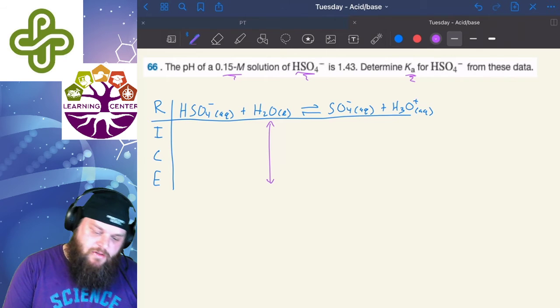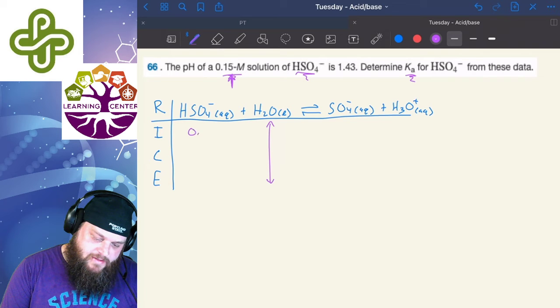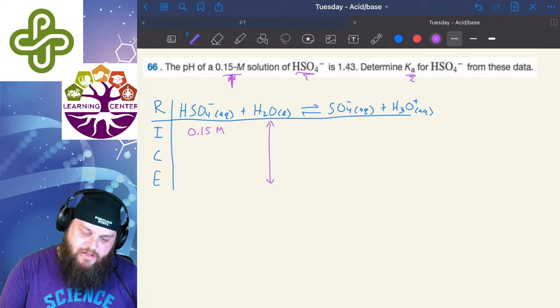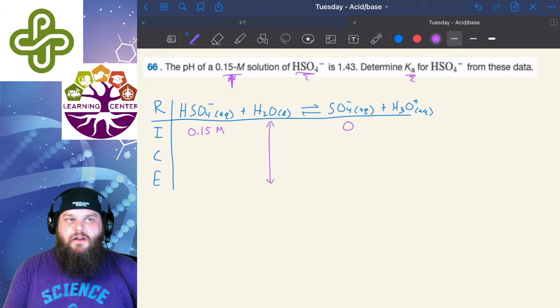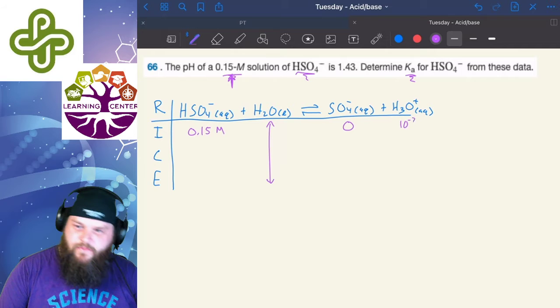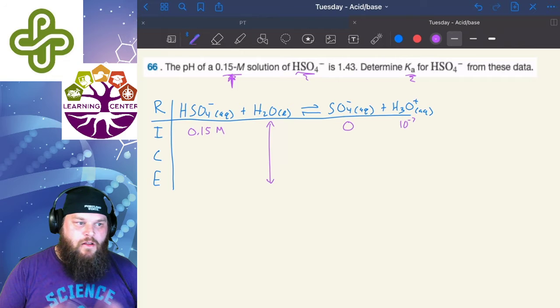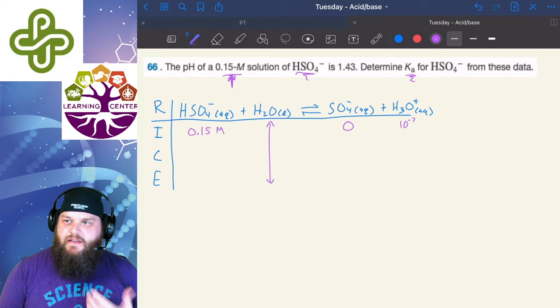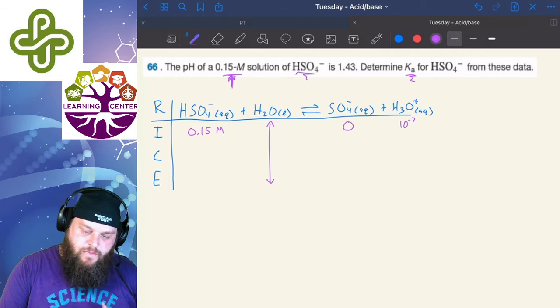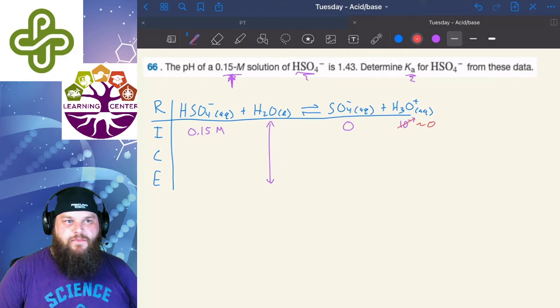So we kind of leave that out of the concentrations. But we know our initial concentration of HSO4 minus is going to be 0.15 molar. We know our initial concentration of SO4, that's 0. And the initial concentration of hydronium is technically 10 to the negative 7. But it's essentially 0 in this case. And we can look through the math of it, and you'll see that it basically gets lost in sig figs. But I'm going to say that's essentially 0. Makes our life a little easier.